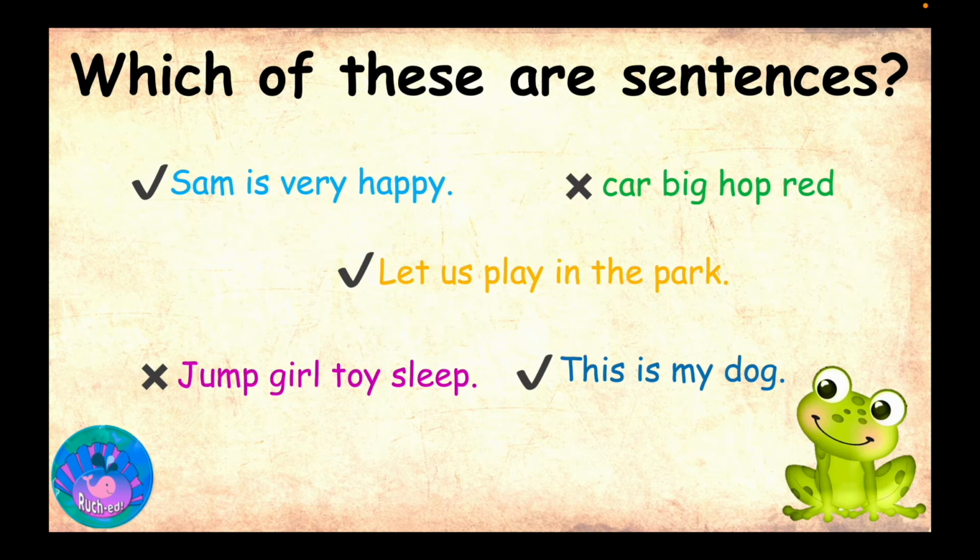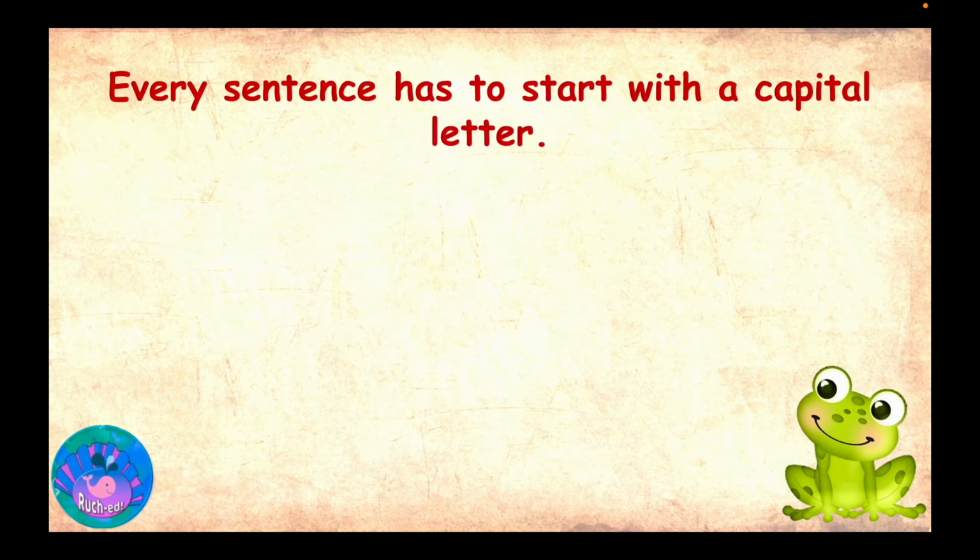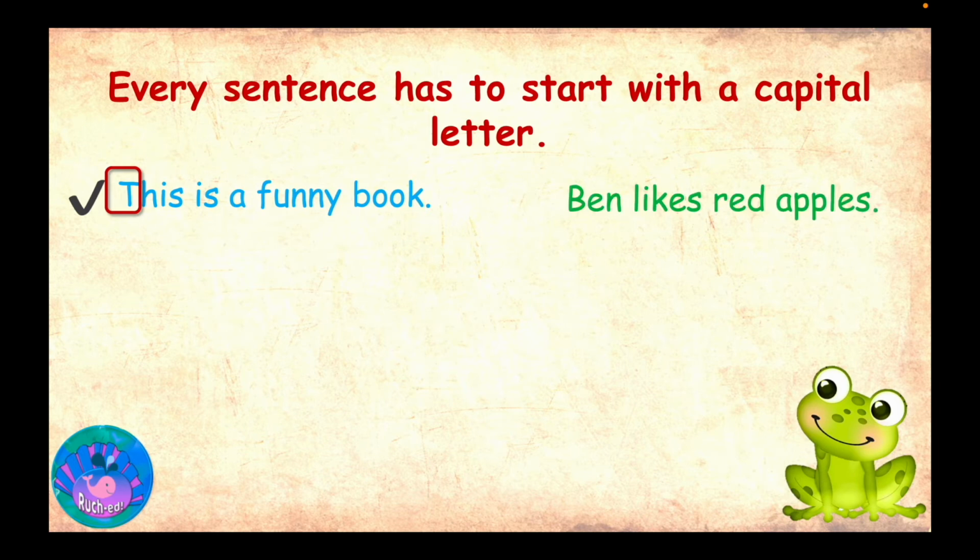Now, when we are writing a sentence, there are a few things that we need to keep in mind. So, let's have a look at that. First of all, when writing a sentence, remember every sentence has to start with a capital letter. For example, in this sentence, the first letter is capital, so it is written correctly. Now, how about this one? In this sentence, the first letter is B, and that is written as a capital letter, so it seems to be written correctly. That's right.